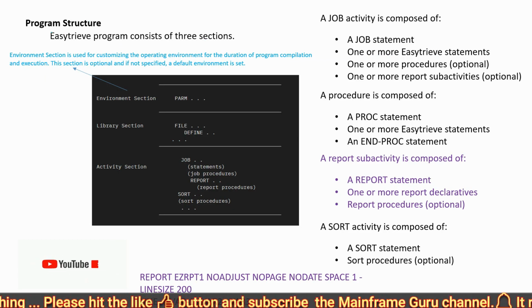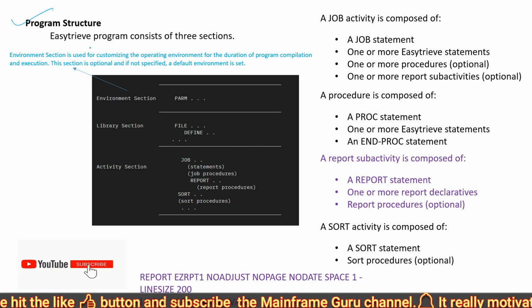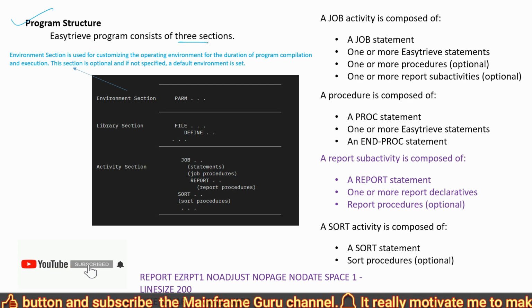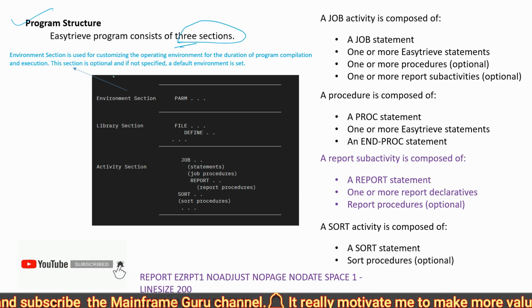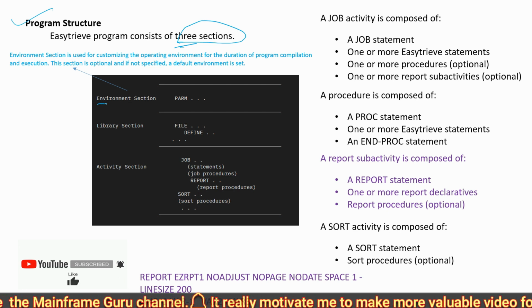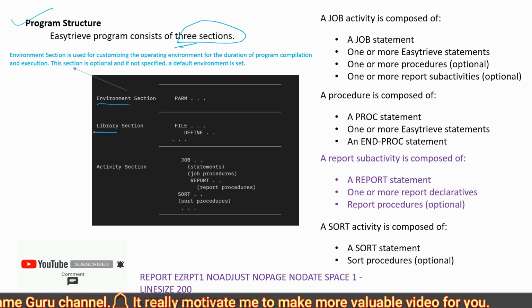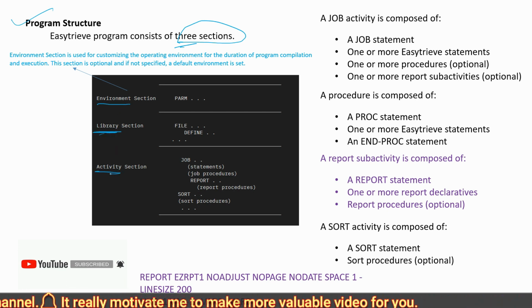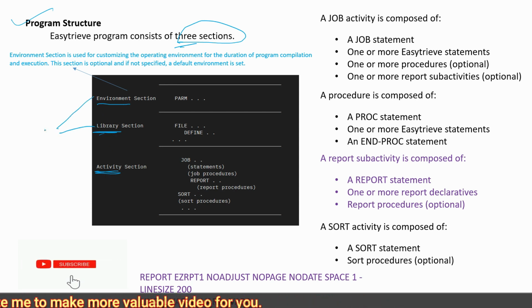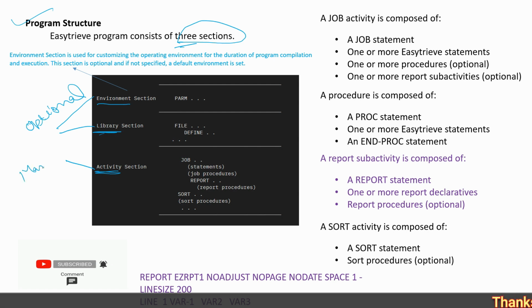And next is the program structure. Easytrieve program consists of three sections. Okay, so first one is the environment section, second is the library section, third is the activity section. Environment and the library sections are optional. Okay, and activity section is the mandatory section.